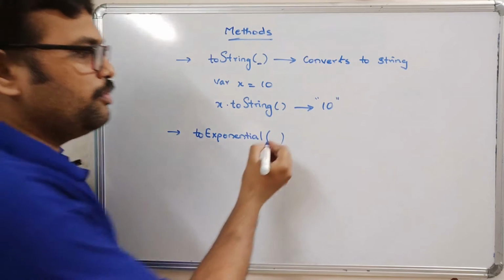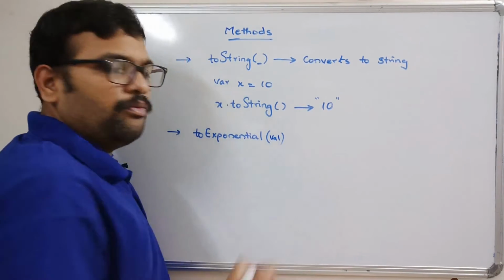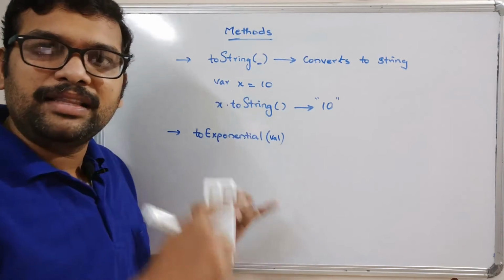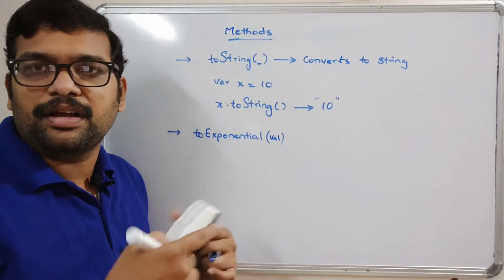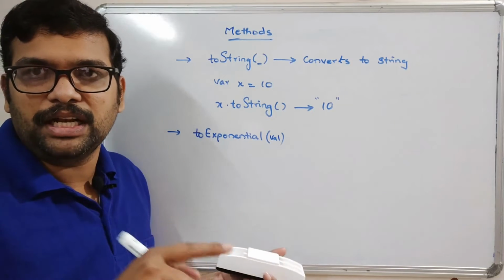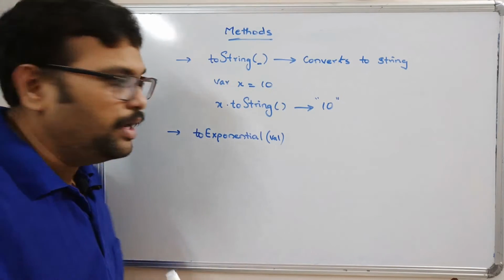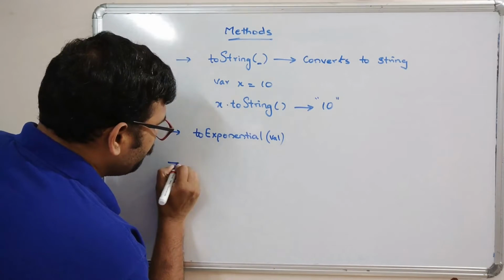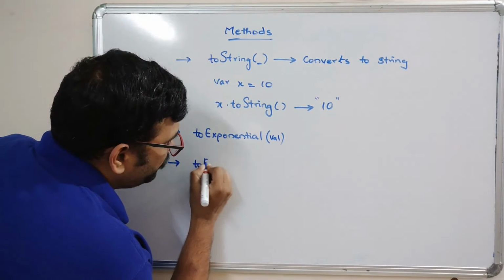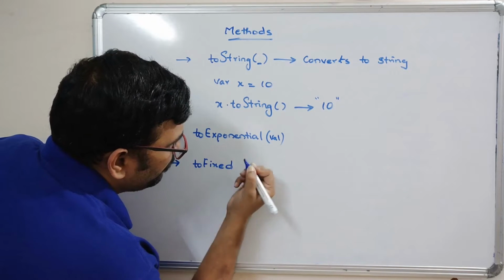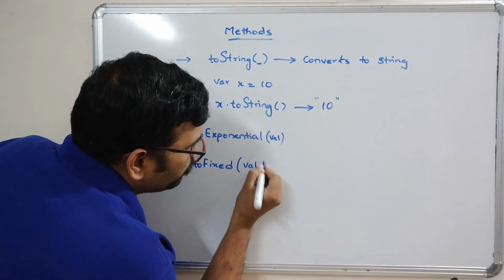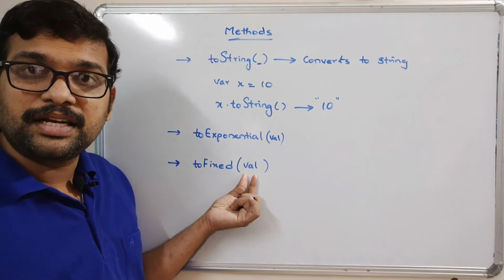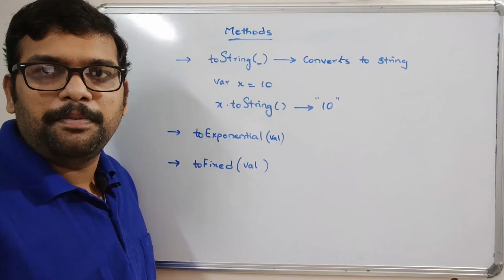So here we have to give the value, and whatever value we give will be applied to the number, and that number will be represented in a scientific manner, that means exponential. I will show you an example by executing a small code. There is one more method called toFixed, and here also we have to give the value, so that the value is taken into consideration and it will be rounding up the number.